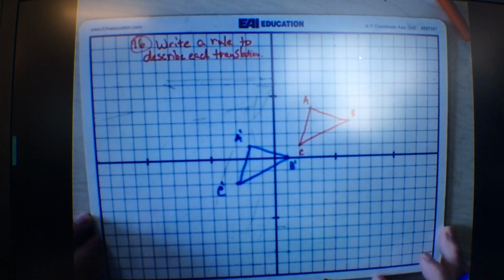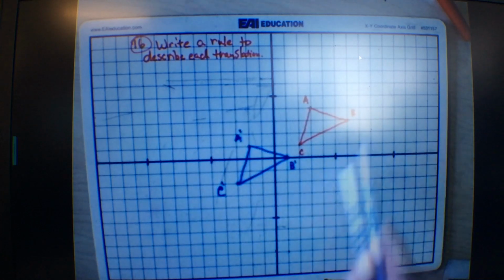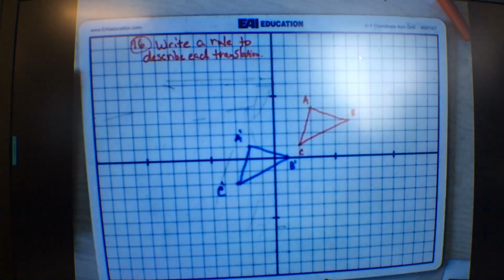It says, write a rule to describe each translation, and this is your translation. So I want a rule, the correct way to write it. Now, which are we going? Are we going from blue to red or red to blue? How do you know it's red to blue? Okay, because we got primes, right?